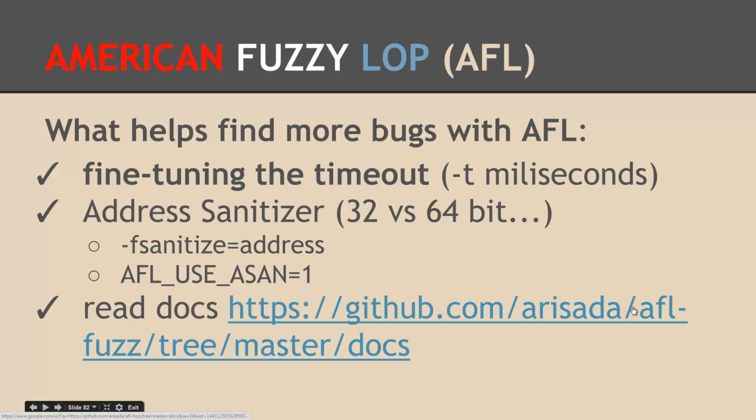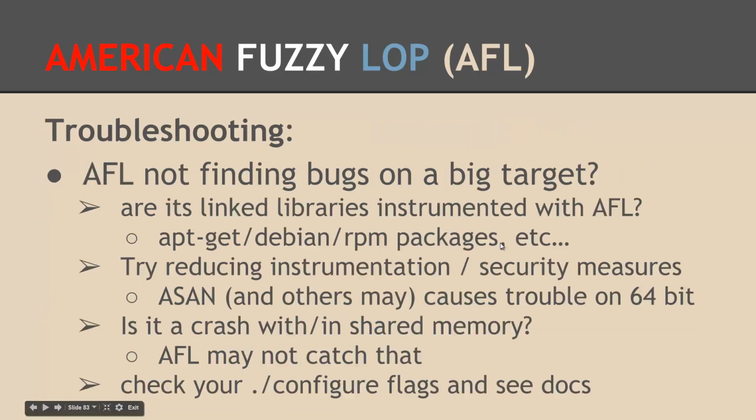Another good resource is a bunch of tips listed in the AFL master documents, which is linked here. If you have been running AFL for a long time and not finding bugs on a big target, it may be due to a number of problems I've already discussed, but you may want to ask yourself: are you targeting linked libraries, and if so, are they instrumented with AFL? You can apt-get the source and rebuild them with other parameters like ASAN on, as well as rebuild them with AFL's compilers.